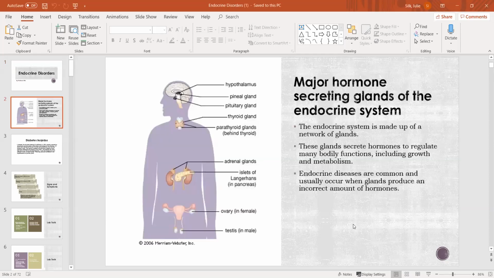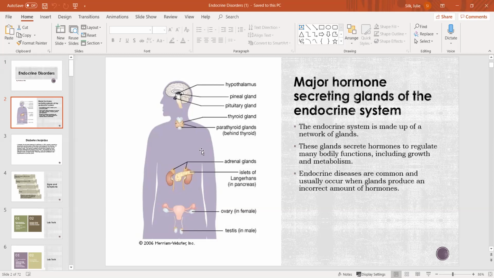Okay, so this first slide here just shows you where some of these things we're talking about are coming from. When we talk about endocrine disorders, it's all about hormones. And these hormones come from different areas in our body, and usually it's either we have too much of one or not enough of one. So this just gives you an idea of where some of these things are coming from. A lot of it comes from your brain up here in the hypothalamus or the pituitary gland. So you can see where those are located.